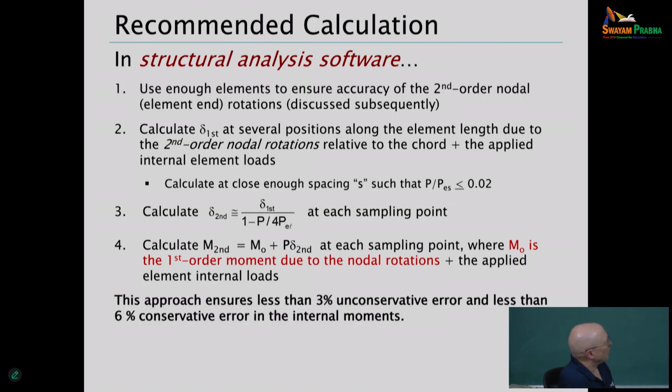And so this was kind of a student project in theory of elastic stability a number of years back at Georgia Tech. The student pretty much developed this approach and could show that doing it this way, we could hold the largest unconservative errors to 3%, and the largest conservative errors he was getting were 6% compared to the differential equation solution here. So that's a lot to get through.